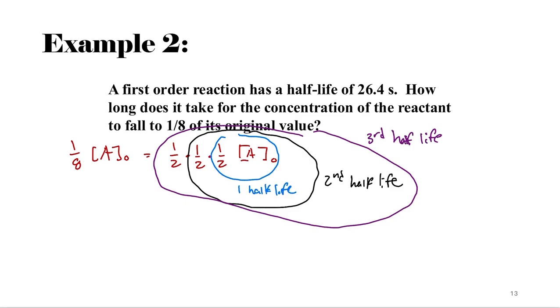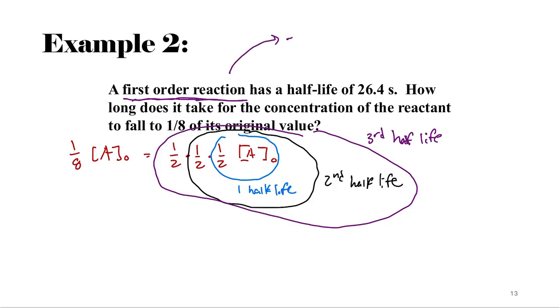Right, so each time we half the concentration, that's like another half-life that goes by. And so how come we can just multiply this by 3 then? What else in the problem tells you that you can just multiply this by 3? Because it's a first order reaction, right? And what do we know about first order reaction half-lives? It stays the same, right? Every time that we half the concentration, it stays the same. It doesn't depend on the initial concentration at all, which means that each half-life takes 26.4 seconds, right?